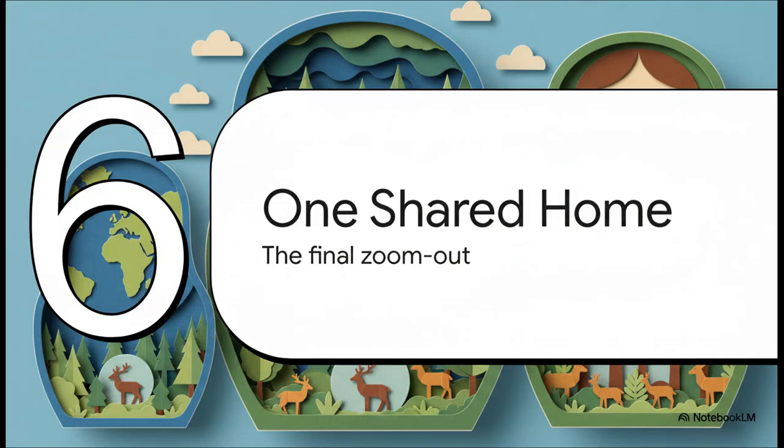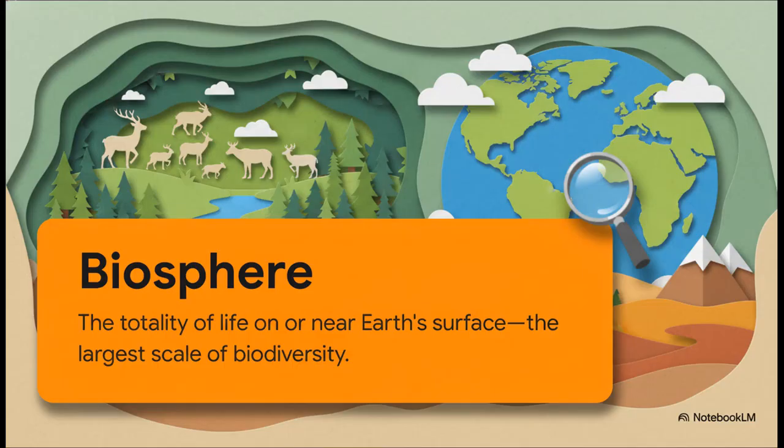We're almost there. We've reached the very last and largest nesting doll, the one that holds all the others inside it. It's time for the final zoom out. And here it is, the biosphere. This is the big one. It's the grand total of every biome, every ecosystem, every community, every population, and every single individual organism. It is, quite literally, all life on Earth, all rolled into one.